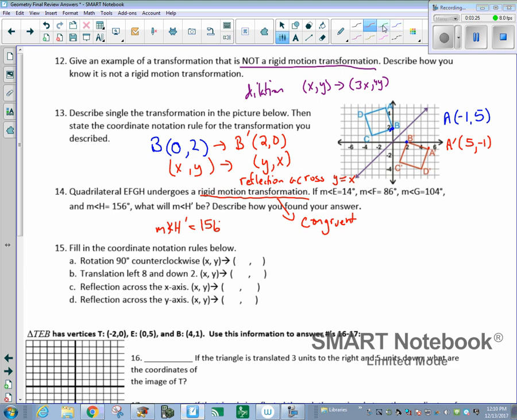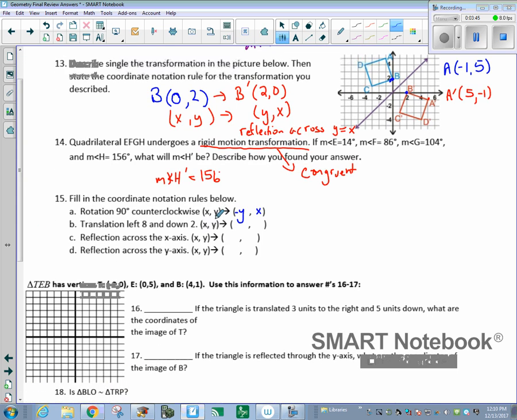All right, for number 15 here, we have some rules that they would like us to talk about. If I'm going to rotate something counterclockwise by 90 degrees, then the rule becomes (-y, x). It flip-flops the places and changes the sign on the old y. If I'm going to translate something left 8, that is a -8, so x minus 8, and down 2 in y, so y minus 2 would be my transformation for that one.